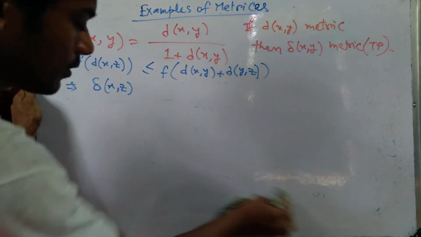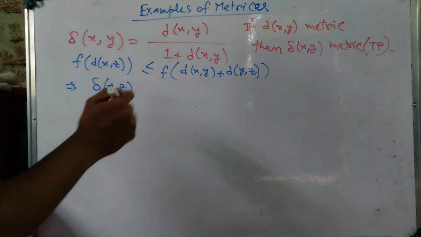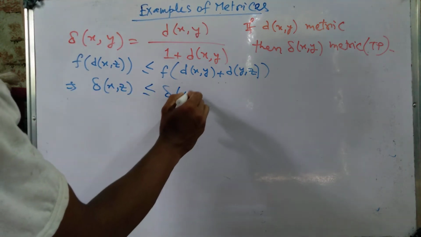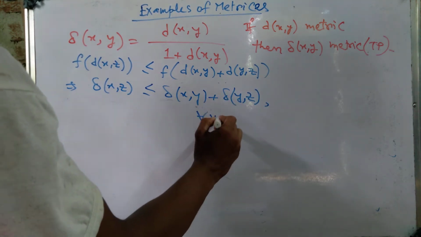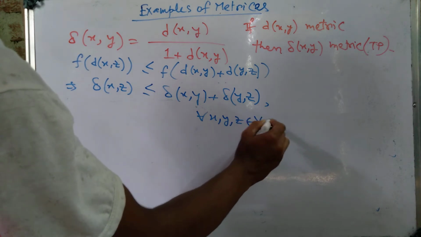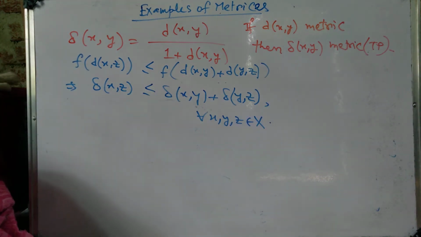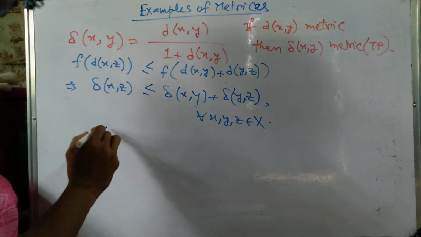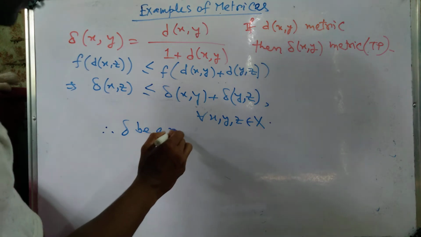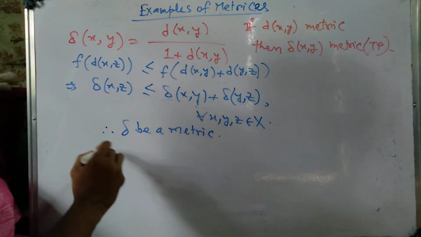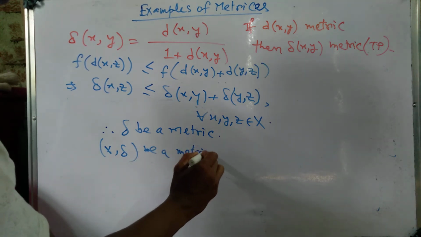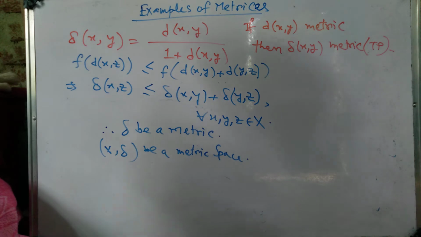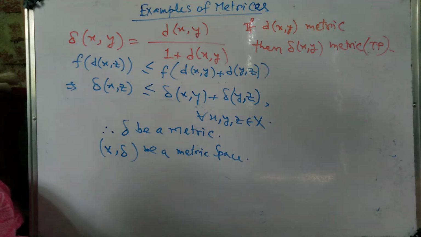Now we write it properly. So delta xz is less than or equal to delta xy plus delta yz for all x, y, z belonging to X. Okay, understand? I think this one trivially holds. So delta is a metric and X, delta is a metric space. Now we erase this portion properly.